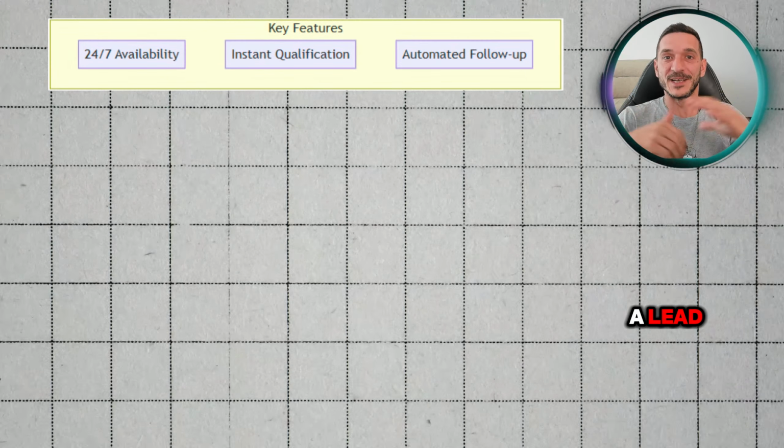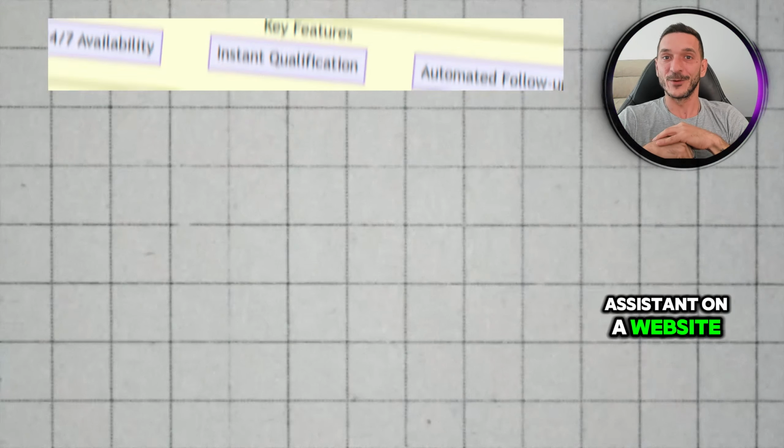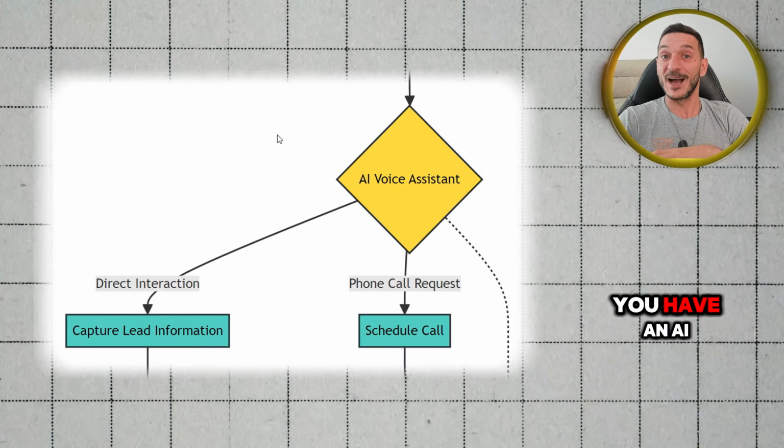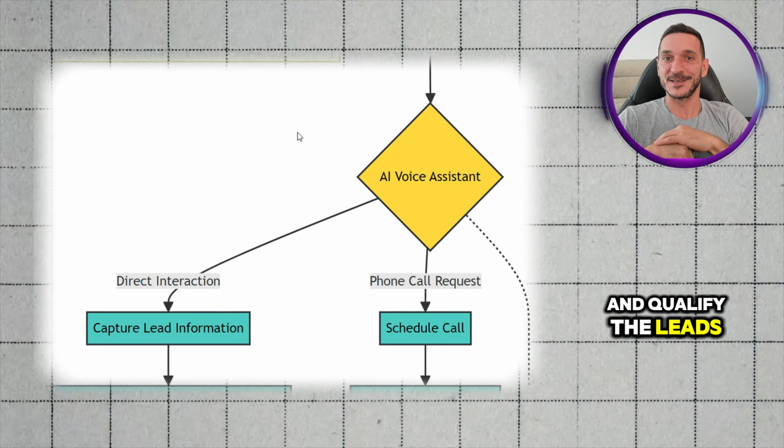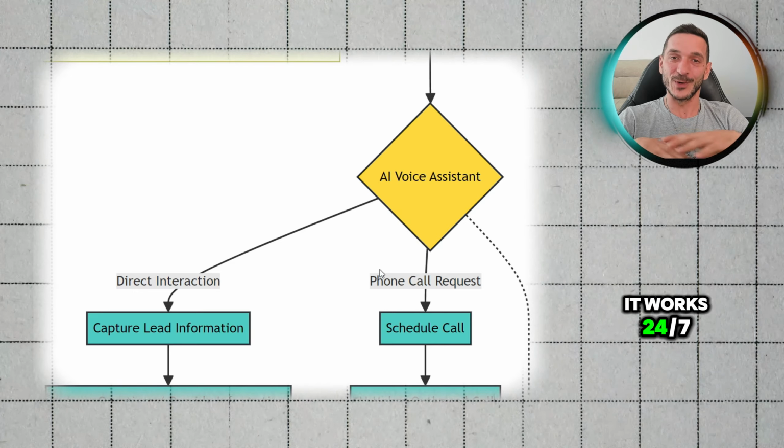Imagine you never miss a lead. You have an AI assistant on your website that captures the leads. You have an AI assistant that makes the phone calls and qualifies the leads. Benefits of having it: it works 24/7.